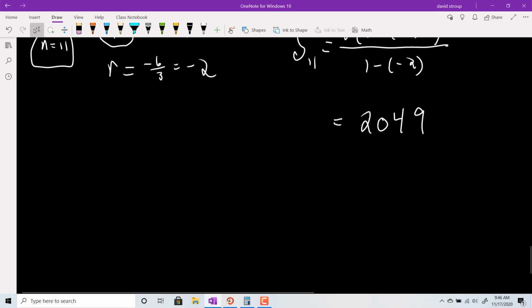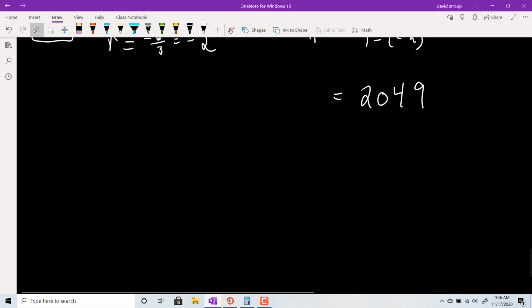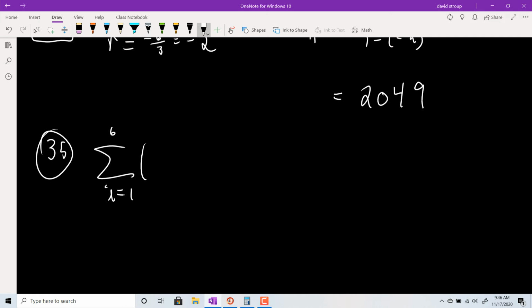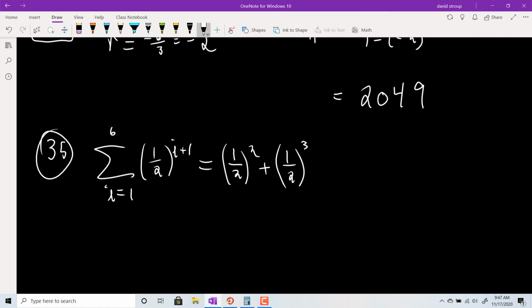Okay, let's look at another one. This one has some summation notation, number 35. We have the sum from i equals 1 to 6 of 1/2 to the i plus 1. So what I'm going to do is expand it a little bit. For i equals 1, you'll have 1/2 to the 2. And then for i equals 2, you'll have 1/2 to the 3, plus all the way up to 1/2 to the 7th.